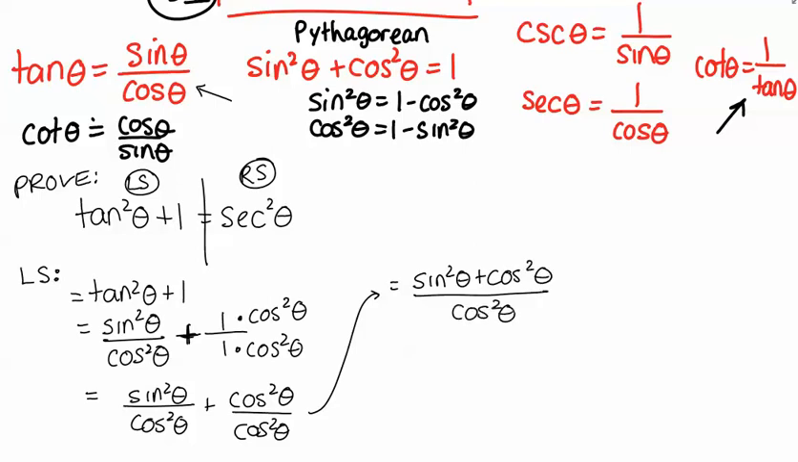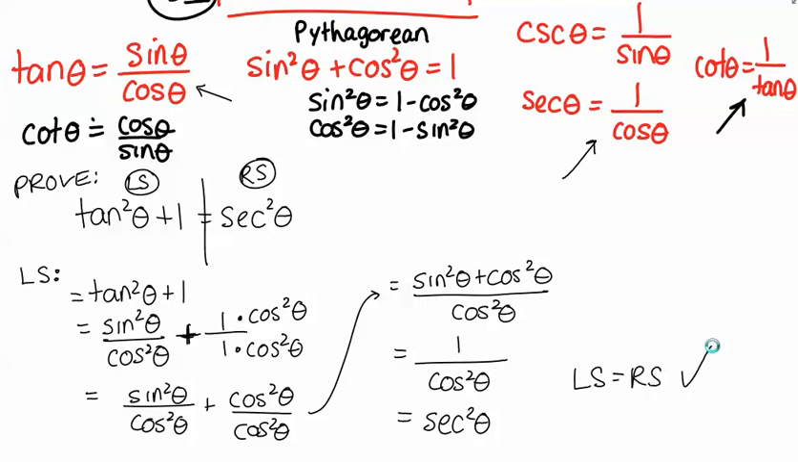And using our Pythagorean identity, we know sine squared theta plus cos squared theta is actually just equal to 1. And we're done, because 1 over cos squared theta is one of our reciprocal identities. So 1 over cos is secant, so 1 over cos squared must be equal to secant squared theta. So we proved that our left side is equal to our right side. Therefore, tan squared theta plus 1 is equal to secant squared theta.